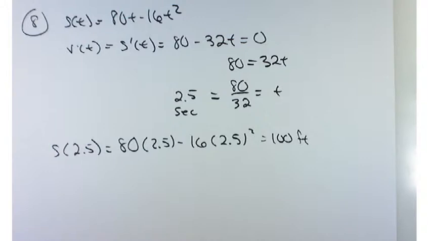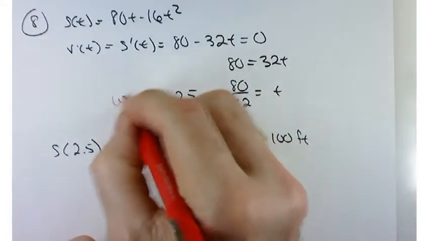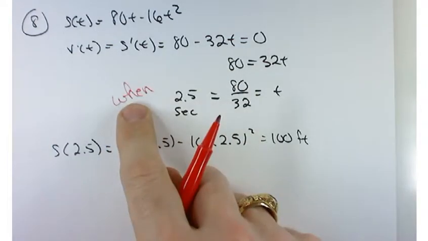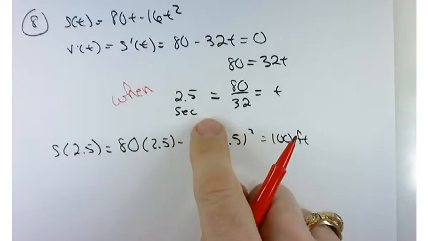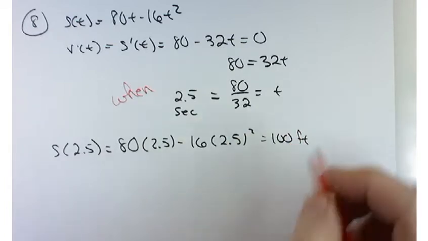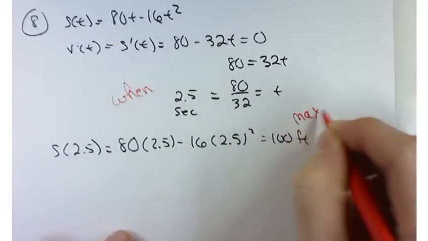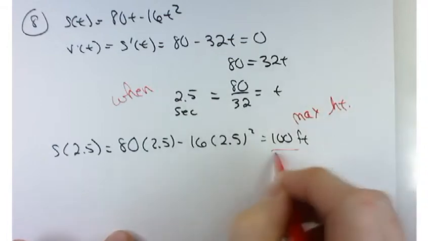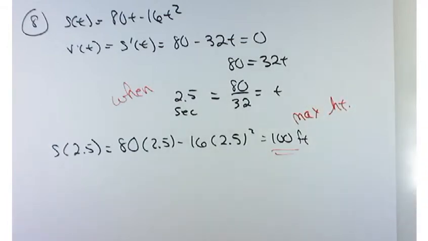So there's two questions you could ask. You could ask when it's at its highest, and that's after 2.5 seconds. And you can ask what the highest is, or your max height, and that'd be the 100 feet. So am I looking for the t coordinate, kind of the x coordinate, or am I looking for the y coordinate? And I'll try and be careful to point out exactly what I'm looking for.